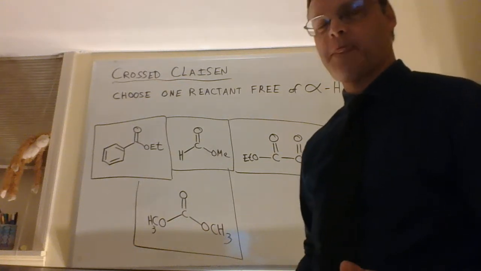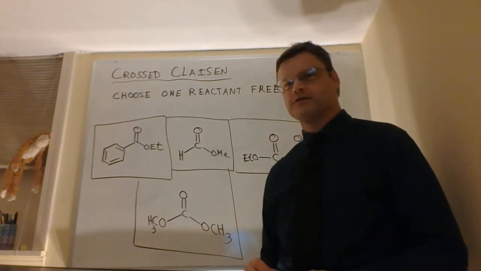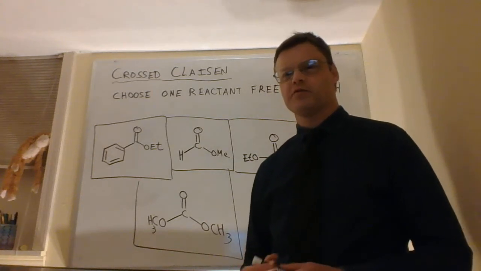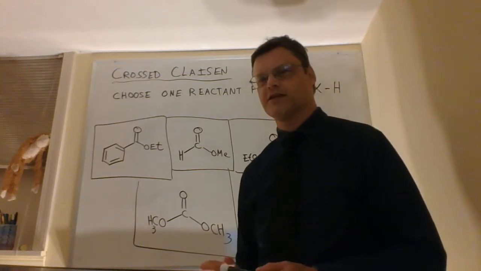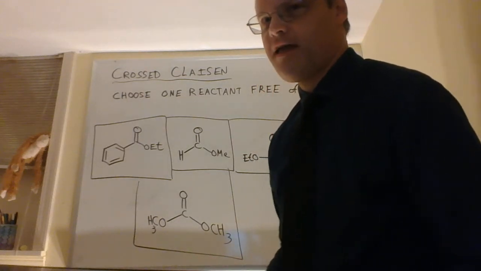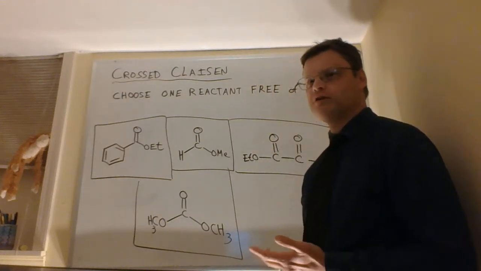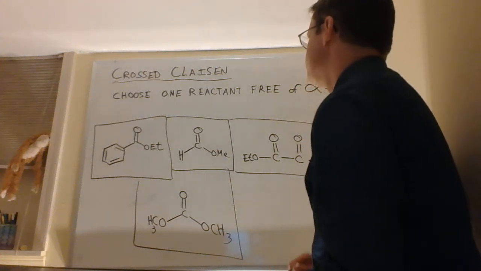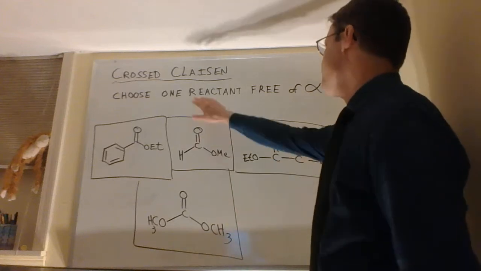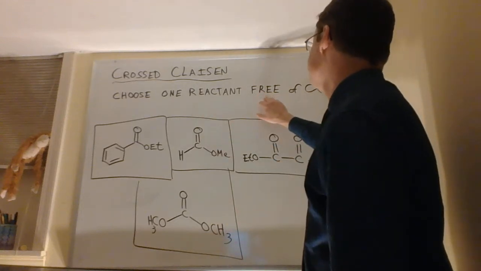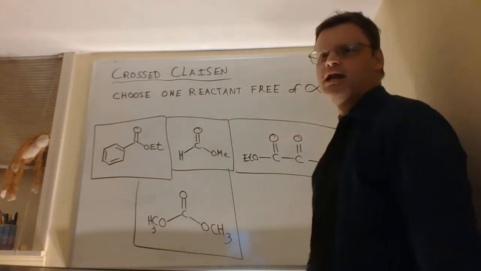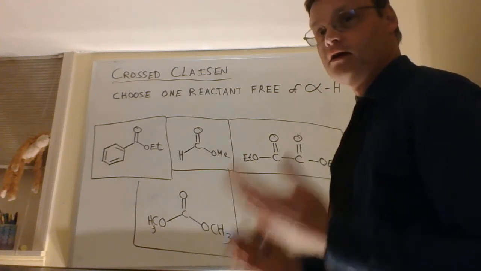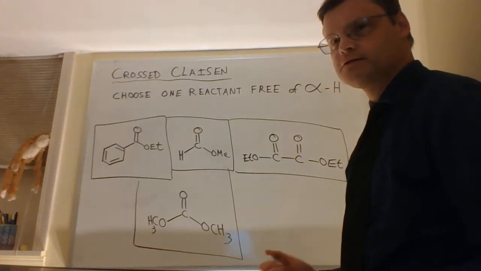Okay, so earlier we saw a crossed aldol reaction, and we're going to do something similar here, only it's going to be a Claisen reaction. What's generally recommended for a cross Claisen, like the crossed aldol, is that you want to have a reactant that does not have an alpha hydrogen. And since it's a Claisen, we're looking for esters here.